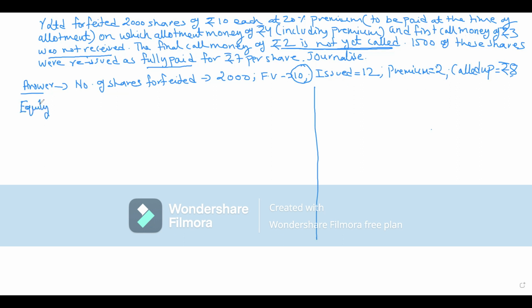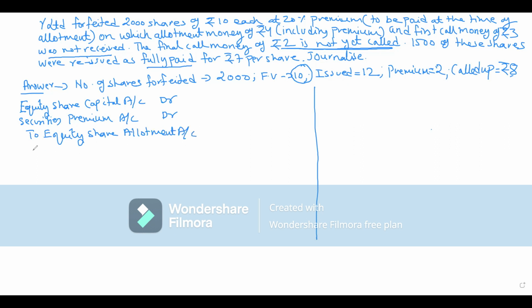Equity share capital account debit. Securities premium account debit. To equity share allotment account, to equity share first call account, to forfeited shares account. Forfeited shares account. Is this clear to all of you students? Yes, sir.